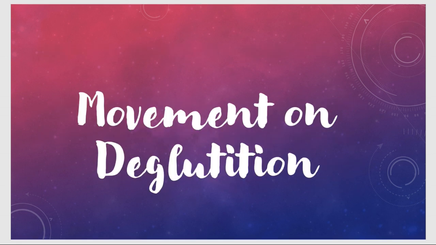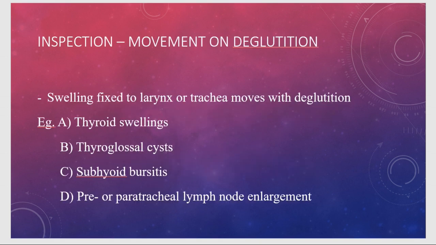Then movement on deglutition. Any swelling, if fixed to larynx or trachea, will move with deglutition. The examples are the thyroid swelling, thyroglossal cyst, subhyoid bursitis, pre or paratracheal lymph node enlargement. If these swellings are there, they will move on deglutition, right?